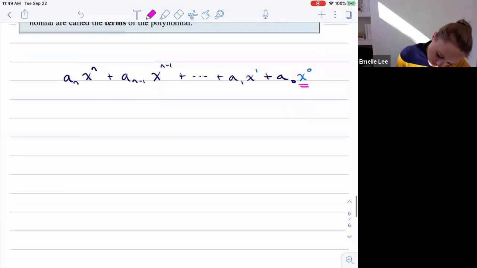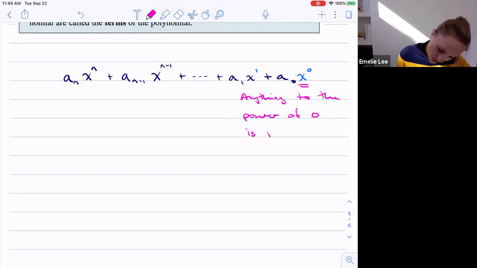anything to the power of 0 is 1, right? So a subscript 0 times 1 is just a 0, so that's why we've dropped it. But this is going to be a good reminder that, okay, well, anything to the power of 0 is just 1, so it's going to just kind of dissolve away, leaving you only with the coefficient. So like I said, I should use a different color here. So these guys, these a's, are all coefficients.